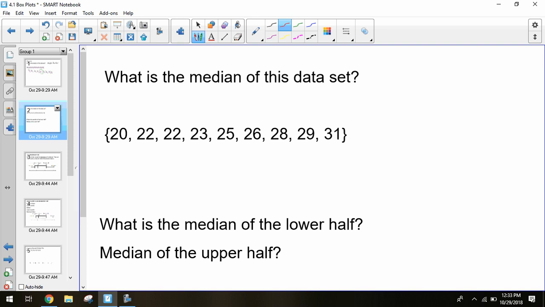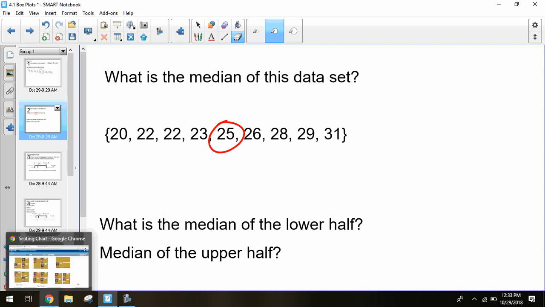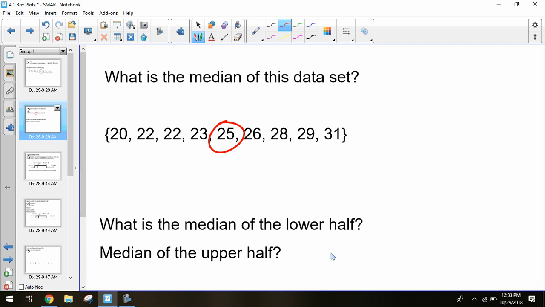So once again, you can cut off each end until you're left with the middle. What happens if it's an even number? All right, great question, Bradley. Let's talk about that. What happens if we have an even number of data sets and we keep cutting it off and we have 2 numbers left in the middle? Let's say 23 and 24 or whatever it is.